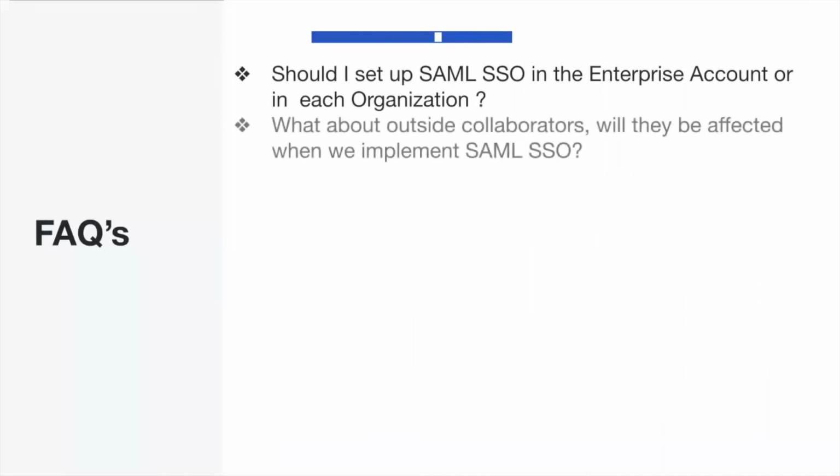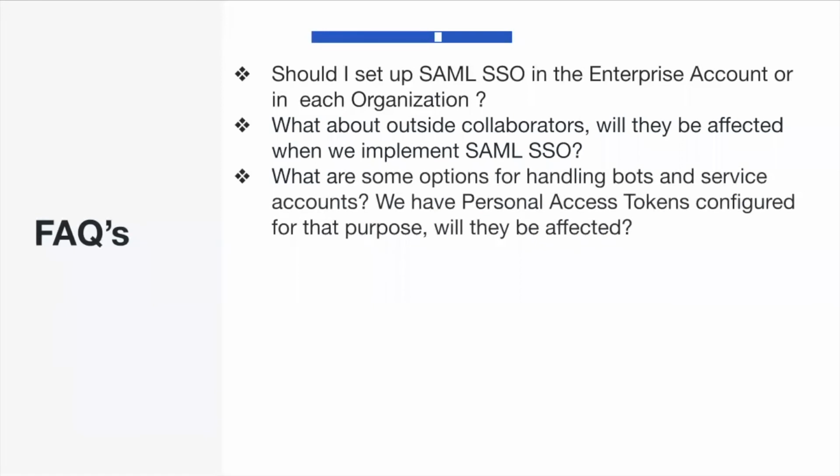Now to wrap up this video, I'm going to go through some frequently asked questions from our customers. And there is a typo in my slide, but let's go ahead with that. The first question is about setting up SAML SSO at the enterprise account or for each organization. As we touched briefly, better to do that at the organization level, especially if you are on Azure AD or Okta. It is going to enable you SCIM and also team synchronization further on. Outside collaborators, the second question, if they're affected or not. They live outside the SAML SSO implementation, so they're not going to go through this process. So they're not going to be affected.